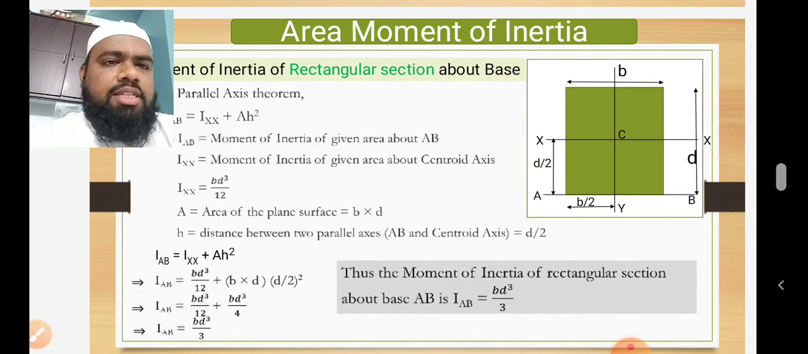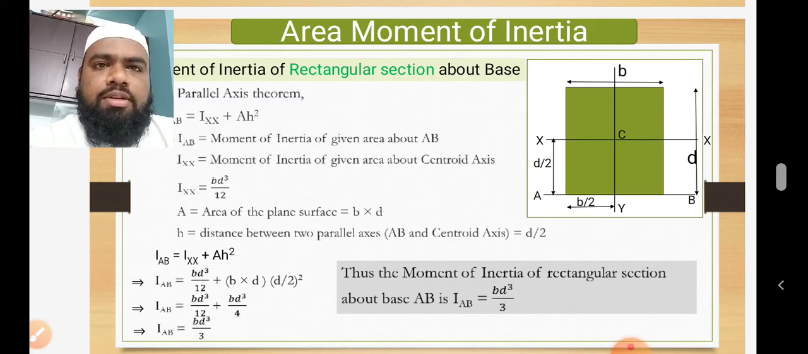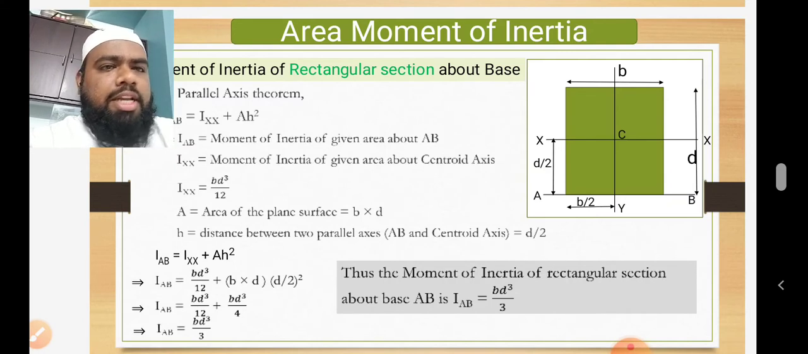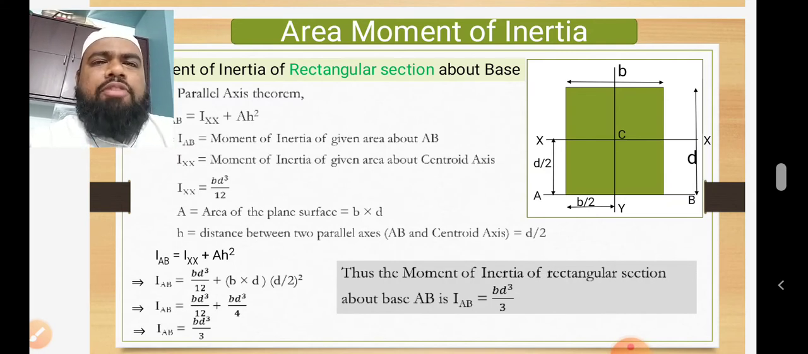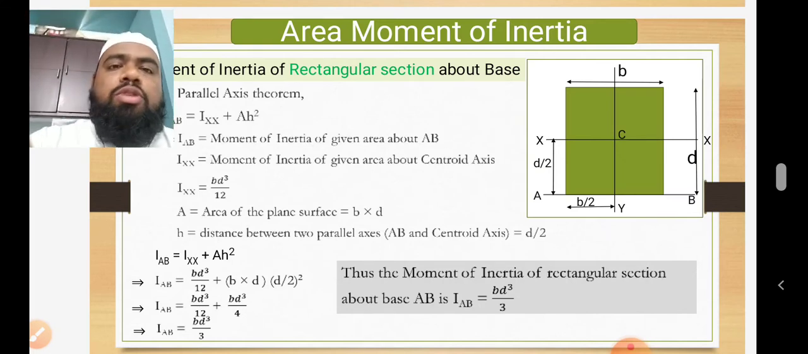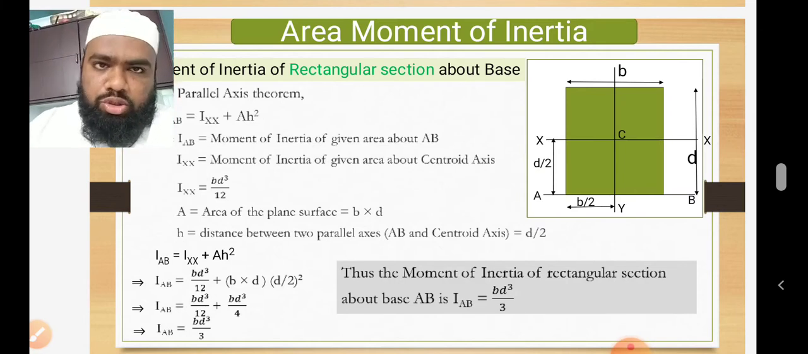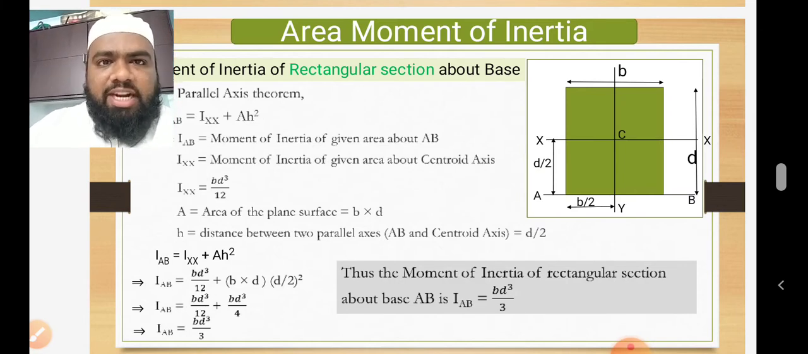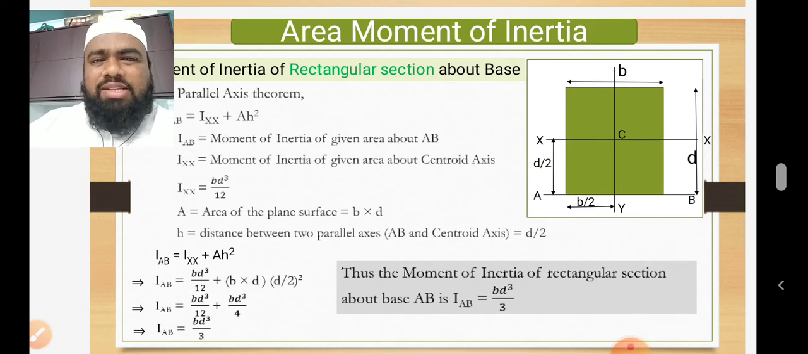In the previous class, I discussed the moment of inertia of a rectangular section of length b and depth d. Okay, so we have found the moment of inertia of a rectangular section about the centroidal axis. The axis which is passing through the centroid is known as the centroidal axis.